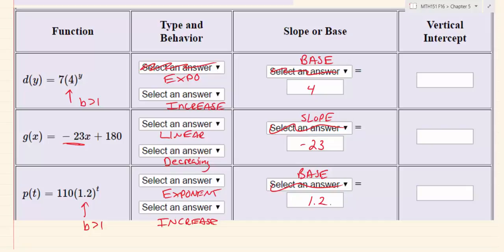Vertical intercept. What's another name for the vertical intercept? The y-intercept, yep. Let's do the line. That's pretty easy. The y-intercept is going to be 0, 180. Take a look at the first one. So what is going to be the vertical intercept? And remember, 2 things. Number 1, all functions go through 0, 1 unless there's a scaling factor in front of them. So maybe one way we could figure this out is by making a table of this function.